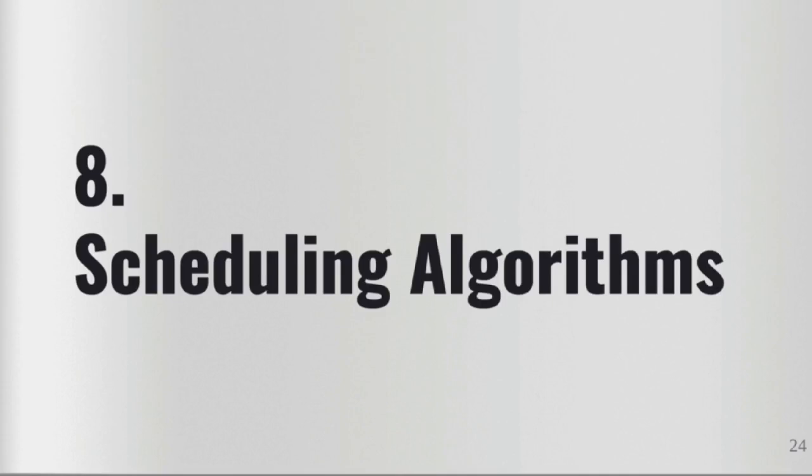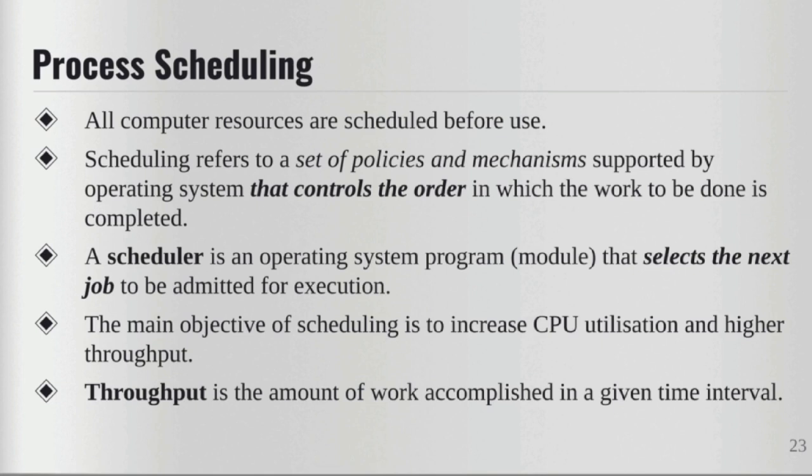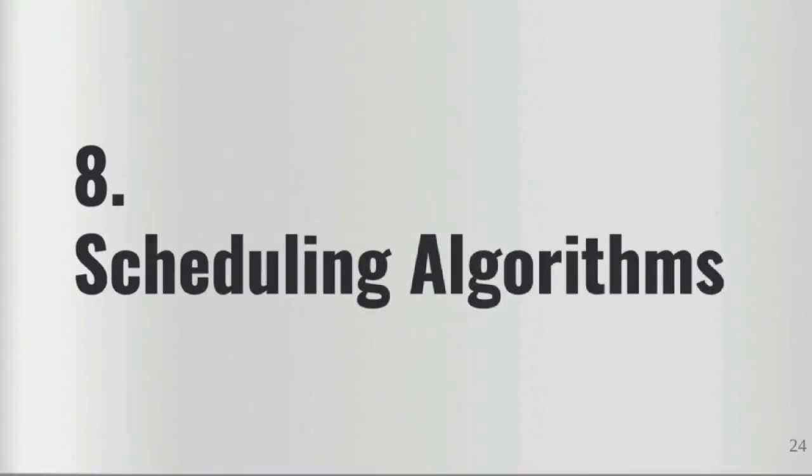All right. Hello, everyone. In this video, we're going to talk about scheduling algorithms. So now that we know what scheduling is, if you remember from the previous video, scheduling is basically a set of policies and mechanisms that controls the order in which the task is completed. Okay, so it controls the order. Now, there are certain algorithms for scheduling as well.